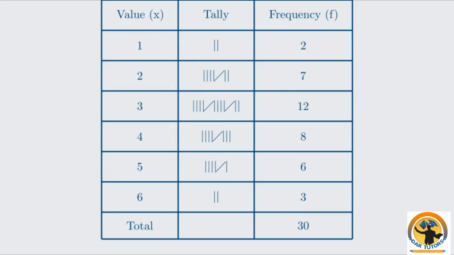In this case, 3 previews were shown most often. We can also calculate the relative frequency, which is the frequency of a value divided by the total number of data points. This gives us the proportion or percentage of the data that falls into each category. A frequency table helps us organize the data.